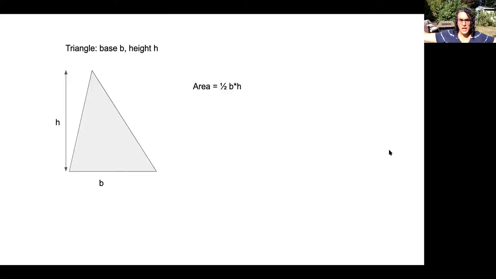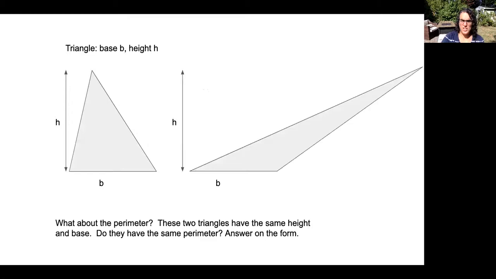We've got one more shape to look at, the triangle. Here's my triangle. It has base B and height H. As you probably remember from school, the area of the triangle is a half base times height. Okay. So what about its perimeter? Well, take a look at these two triangles. These two triangles have the same base length B and the same height H. Do they look like they have the same perimeter? I want you to take a look at them and think about that and answer on the form for me.